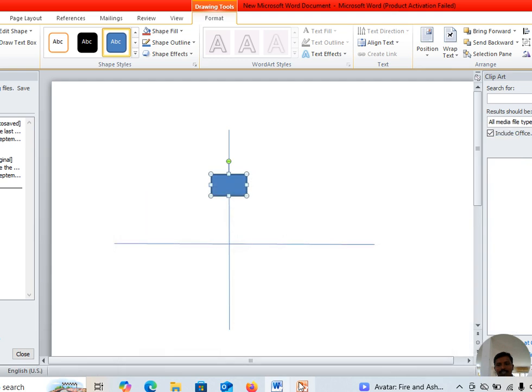It means the object is on the reference plane. If the object is here, it means above the HP and in front of the VP. If the object is above the HP and behind the VP. If the object is here, the object is below the HP and behind the VP. The object is here, the object is below the HP and in front of the VP.